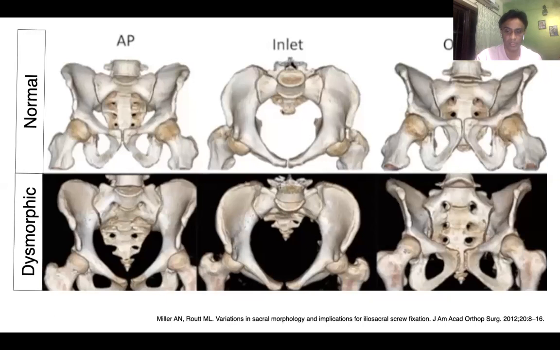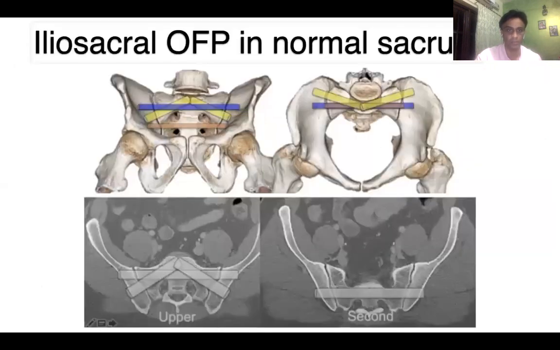A dysmorphic sacrum can be common, to the tune of up to 35%, as reported by Shiprout. And a dysmorphic sacrum means nothing for the patient, but as a pelvic surgeon, it's very important if you are trying to fix a posterior ring by percutaneous screw fixation, because the iliosacral pathway in a dysmorphic sacrum is much different than in a normal sacrum.